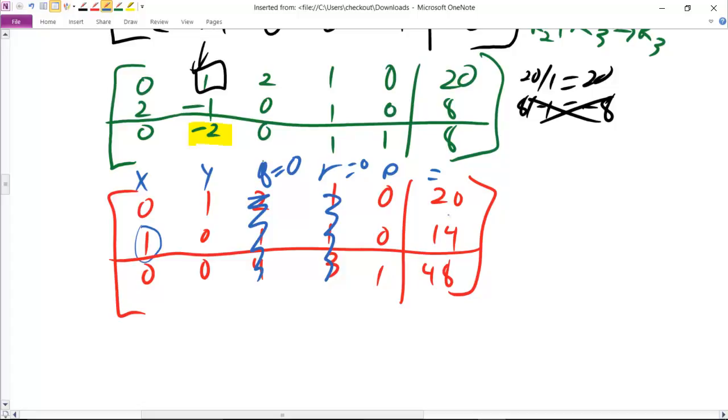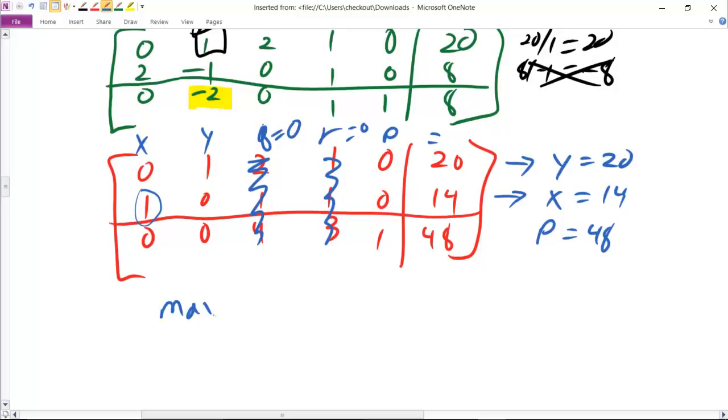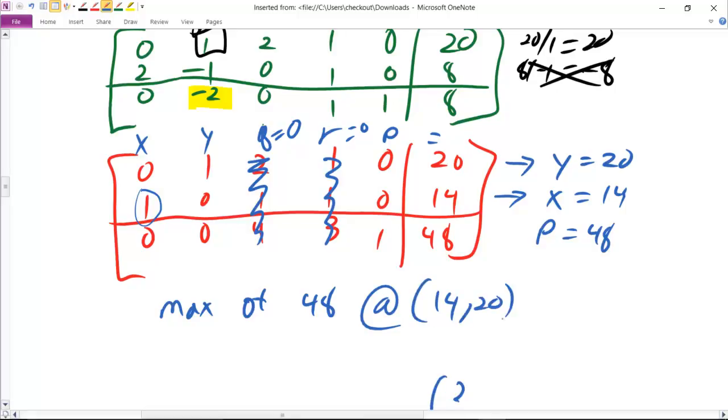Now, read your equations. What is this top row saying to me? 0x's plus y plus 0p's equals 20. Now, do I really need all these zeros? No. So let's get rid of those. What we're really saying here is just y equals 20. The next one would be x equals 14. And the final row is p equals 48. And we're done. So now what we can say is we have a max of 48 at an x value of 14, y value of 20.